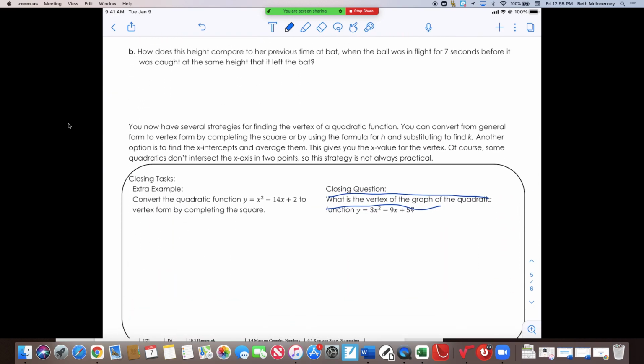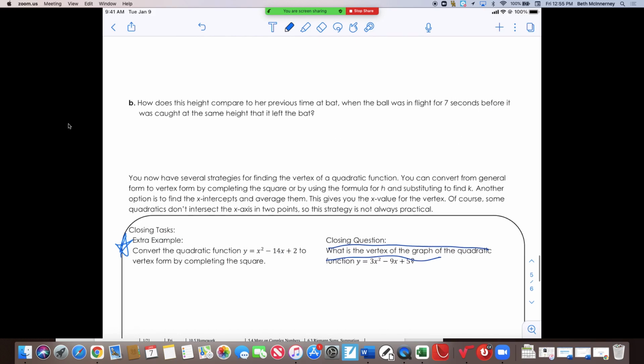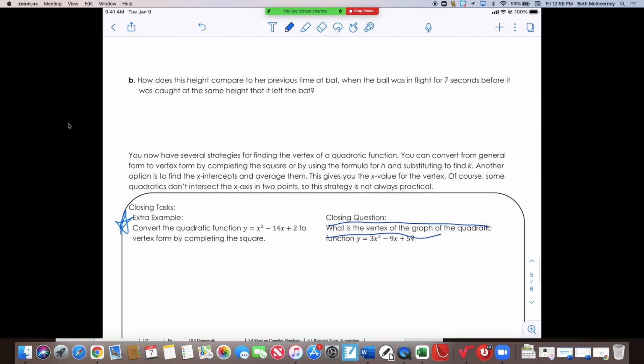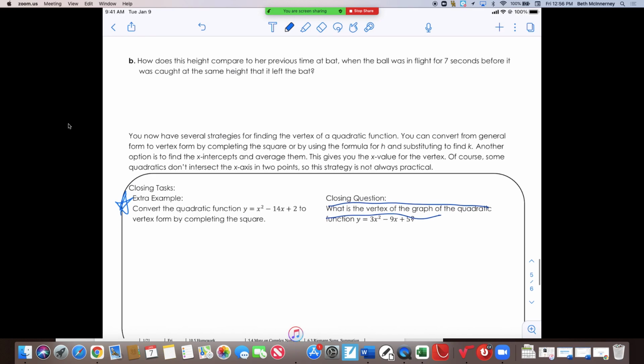What I'd like you to do is scroll down and try the closing extra example on the left. Put it in vertex form. y equals x squared minus 14x plus 2. Let's see if you've got it now. Okay, we've done several together.